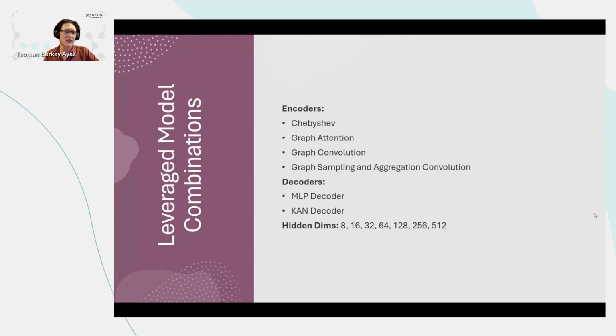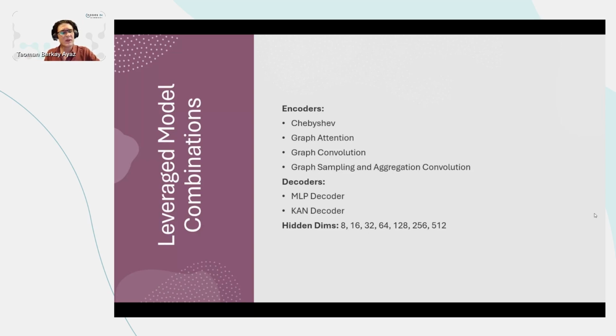So the encoder architectures we used. The initial one leverages Chebyshev convolutions, which is based on Chebyshev polynomials on graphs. The second one is the graph attention convolution. The third one is the basic graph convolutional operator. And then the last convolutional operator we used to construct encoders is the graph sampling and aggregation convolutional operator, each one of them with their own working principles.